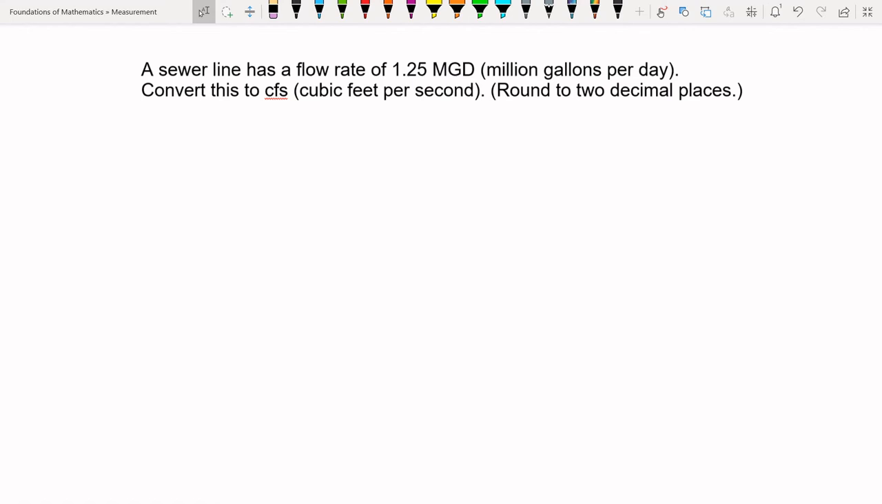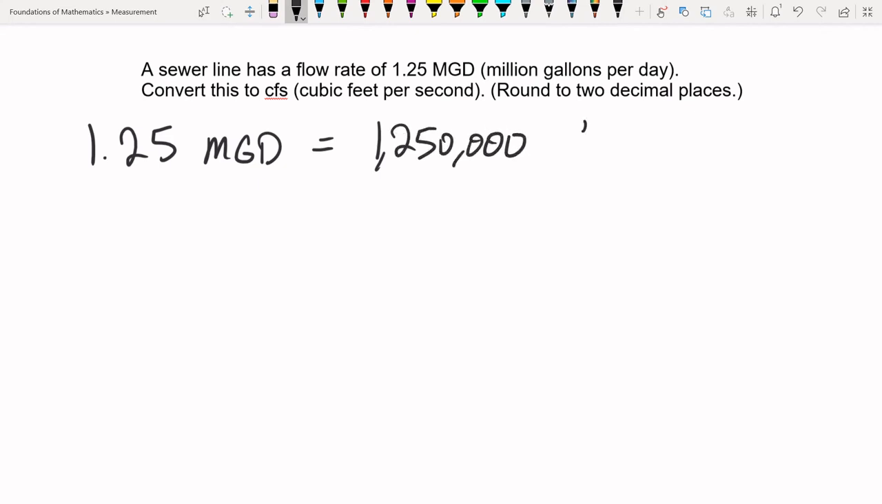Now, the first thing that we have to do is change million gallons to gallons because there is no direct conversion between million gallons and cubic feet. You can probably find one if you look hard enough, but I don't have one on my sheet. So I'm going to change million gallons per day to gallons per day. And really all you have to do, if 1.25 million gallons per day, and this equals 1,250,000 gallons per day. You see, all I did was I multiplied this by 1 million.